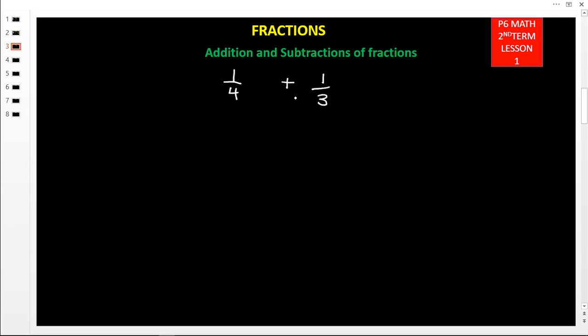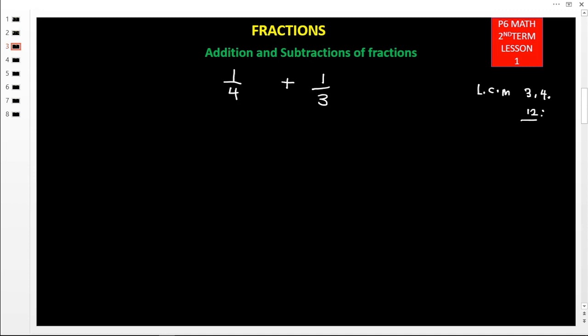Now instead of using the diagram method, I'm going to use the LCM method. So this work must be in the middle of your book. Then here you are going to be with your side work. In your side work, you are going to get the LCM of 3 and 4. So the LCM of 3 and 4 is 12. So our LCM is going to be 12.